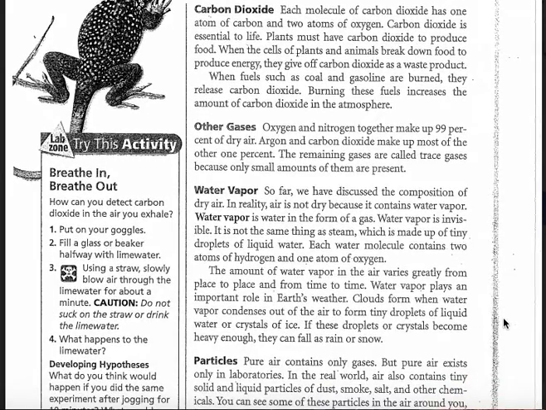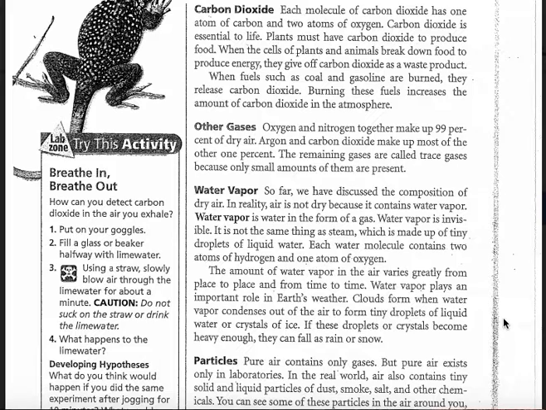All right, carbon dioxide. Each molecule of carbon dioxide has 1 atom of carbon and 2 atoms of oxygen. Carbon, di, meaning 2, oxide, which stands for oxygen. Carbon dioxide is essential to life. Plants must have carbon dioxide to produce food.